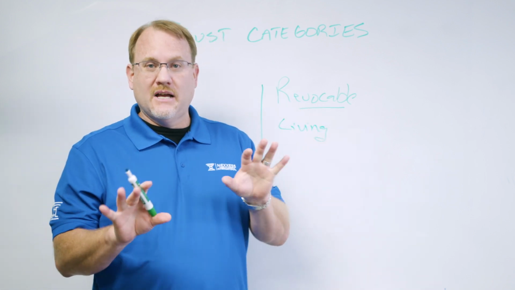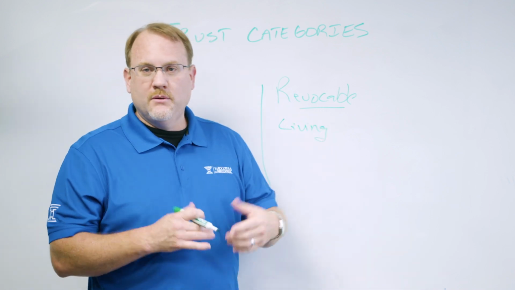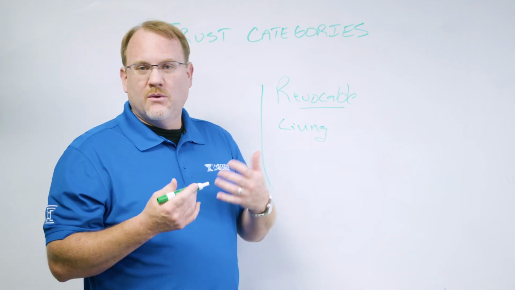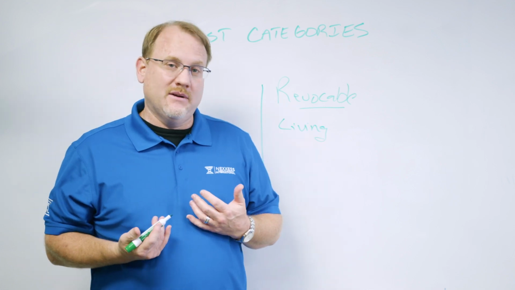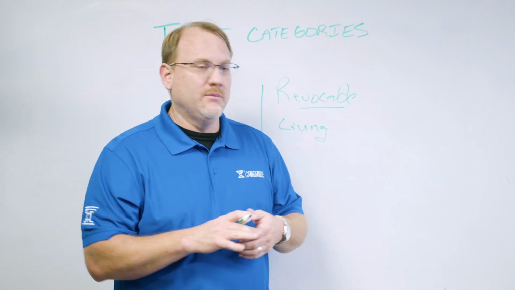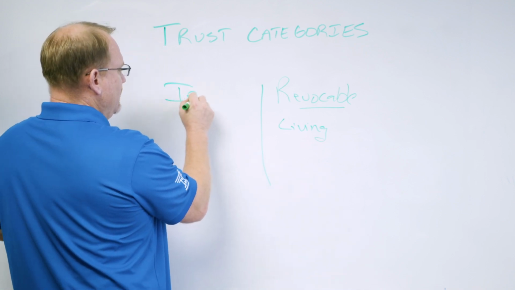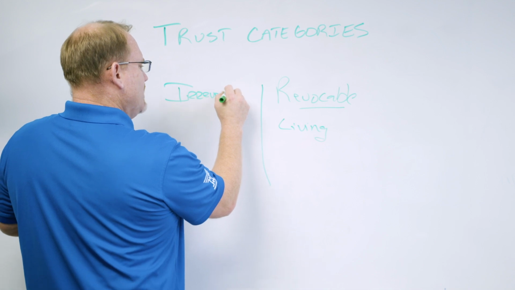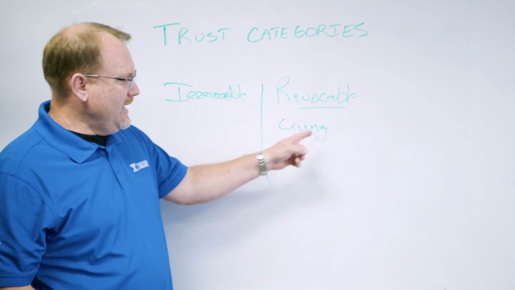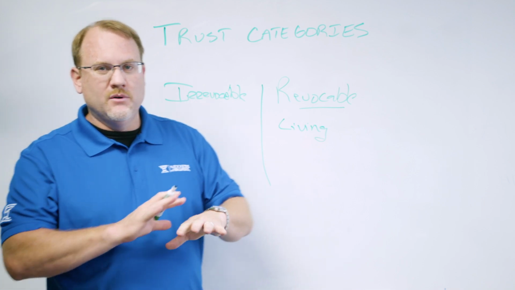You have two main types of trust. You have trusts that are revocable, meaning you can revoke the trust. What does that mean? That means if I put an asset in, I can take it back out and put it back into my name. That's called revocable. But what's the other category? It's irrevocable. Either you can take the asset and put it back in your name, it's revocable, or you can't. Irrevocable, you can't do that.